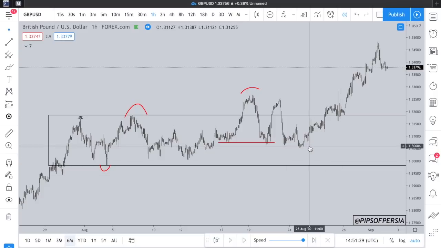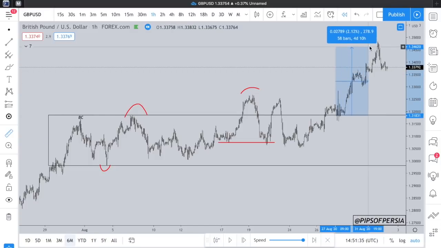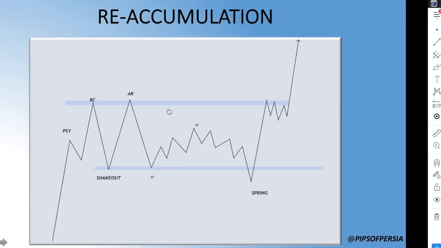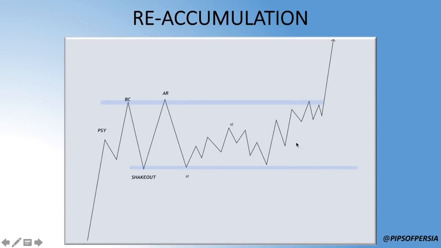This was also a very nice scenario for reaccumulation. We did have a good, I'm going to calculate it from here, from the top of that range, a good 200-300 pip move away from that reaccumulation, which is nice to see. But this is, as I mentioned, an example of the schematic number 2, where we didn't necessarily get that final spring to manipulate the low of the entire range.